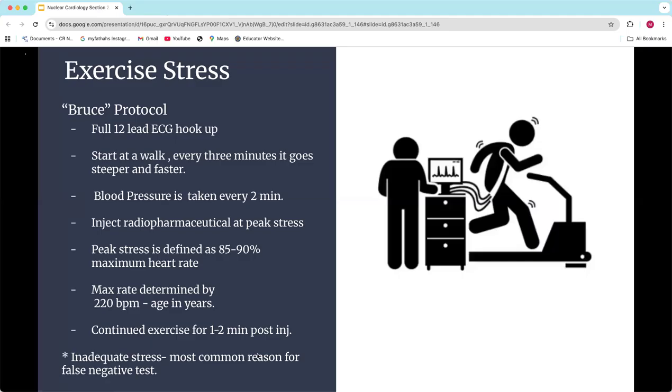Bruce protocol starts at a slight incline. You start at a walk, and every 3 minutes it gets a little steeper and a little faster. Blood pressure is taken every 2 minutes, and you're going to inject the radiopharmaceutical at peak stress. Now, we need to define what peak stress is. Peak stress is defined as 85 to 90% of the maximum heart rate.